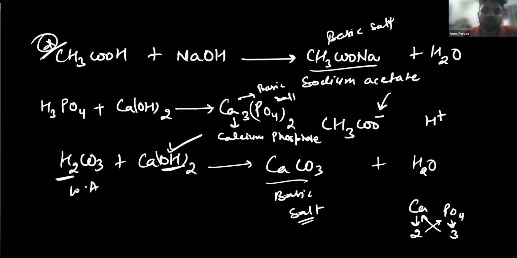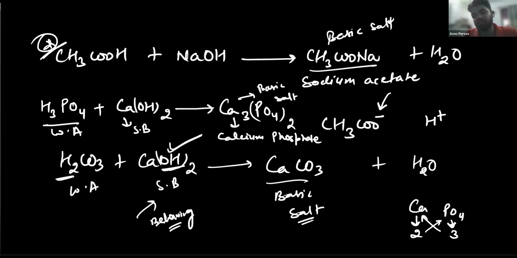So keep in mind that calcium hydroxide, when reacting with a weak acid, is not so weak that it can neutralize the weak acid. It behaves as a strong base here. And it is not so strong that when reacting with strong acids it will give a neutral salt. I'm explaining again: it is a weak acid, and here it is behaving as a strong base. Got it? Understood, everybody?